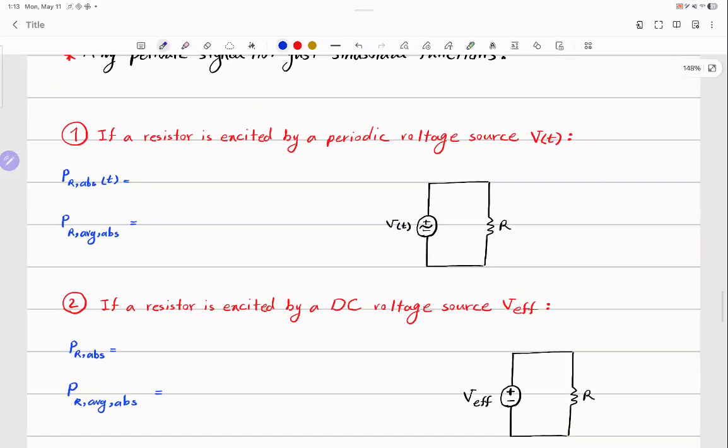Okay, so very simple circuit, just a sinusoidal, not even sinusoidal, some periodic voltage source, V(t). The only thing that we know about that is that it is periodic with a period of T, okay? And it's connected to some resistor.